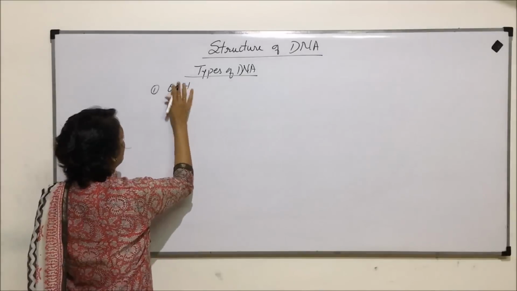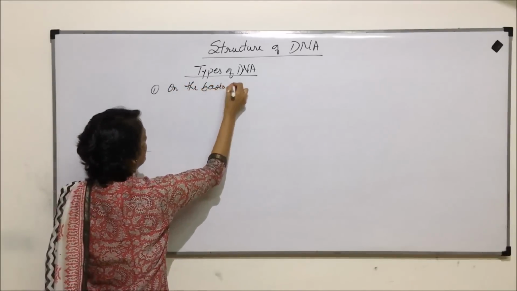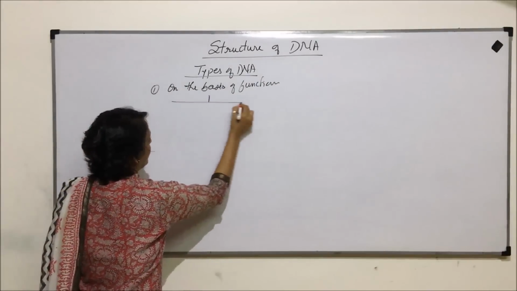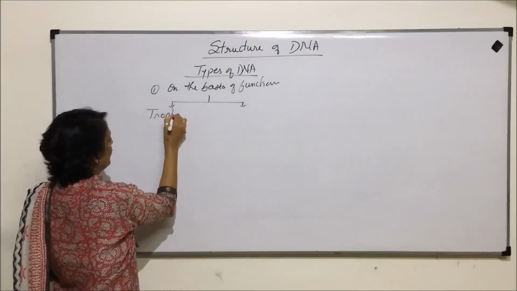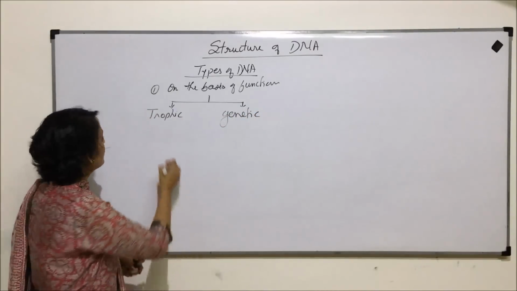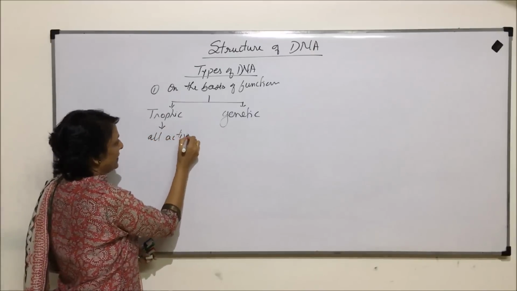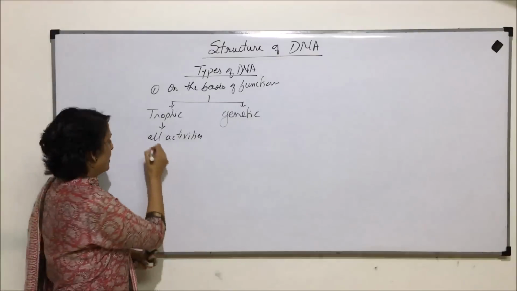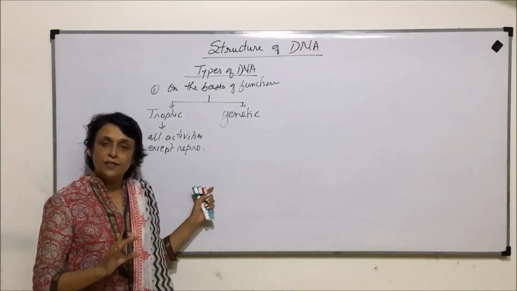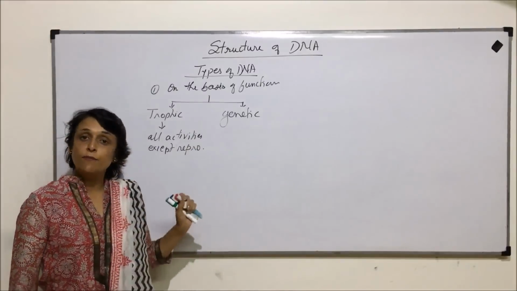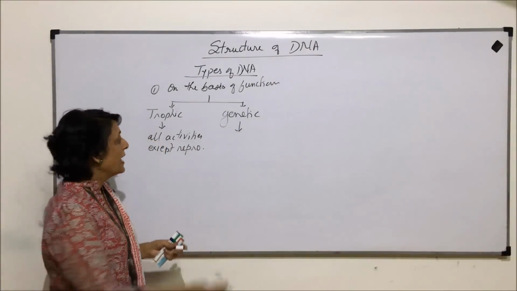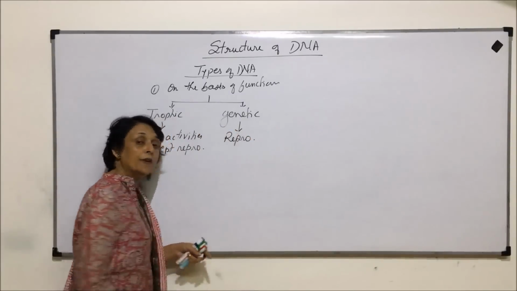So, on the basis of function, we classify DNAs into two categories. One is trophic DNA and the other is genetic DNA. Trophic DNA is responsible for all activities except reproduction. So they help in all metabolic activities of the body or organism except for reproduction. Genetic DNA is the one which gets inherited, and this is the one which is responsible for the reproductive processes.